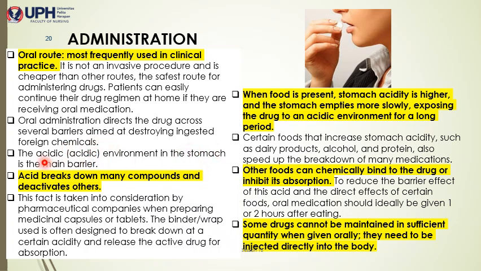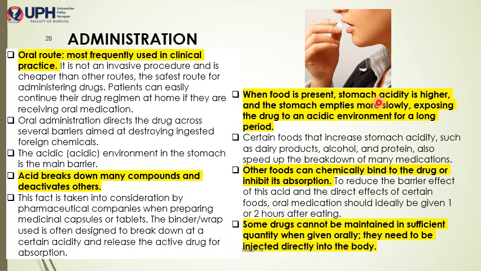As we know, the stomach is a very acidic environment, and that's the main barrier for the drugs to get down to the intestinal system. Some of the drug compounds or chemicals will be broken down because of the acid. In fact, pharmaceutical companies prepare the medical capsules or tablets with a binder and wrap so that they will not be destroyed by the acidity that fast. So it will stay until it is released for absorption inside the liver.